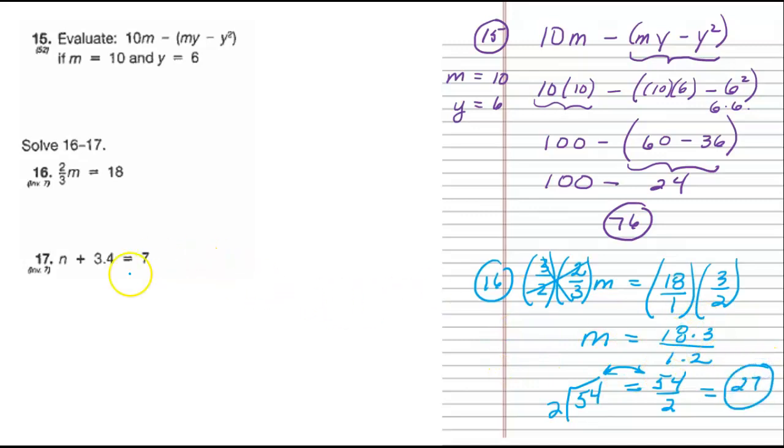Okay, again, you're writing everything that I write. I'm going to go ahead and do 17 here underneath 17. So here I would subtract 3.4 from both sides. I think most of you got this last time. We can put 0.0 there. N is going to come down. This is going to go away. My equals is going to come down. 7 minus 3.4 is 3.6. Okay, and that would be my answer.